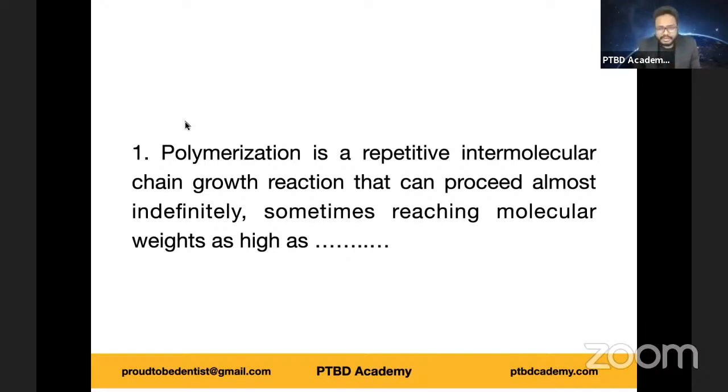Polymerization is a repetitive intermolecular chain growth reaction that can proceed almost indefinitely, sometimes reaching a molecular weight as high as... So can you fill this blank? It's a very, very basic and general question. Very interesting one, not that it's important from an entrance point of view. So which one do you think fits into that blank? Which number? 1, 10, 100, million? Or do you want me to give options? Please don't ask me for options.